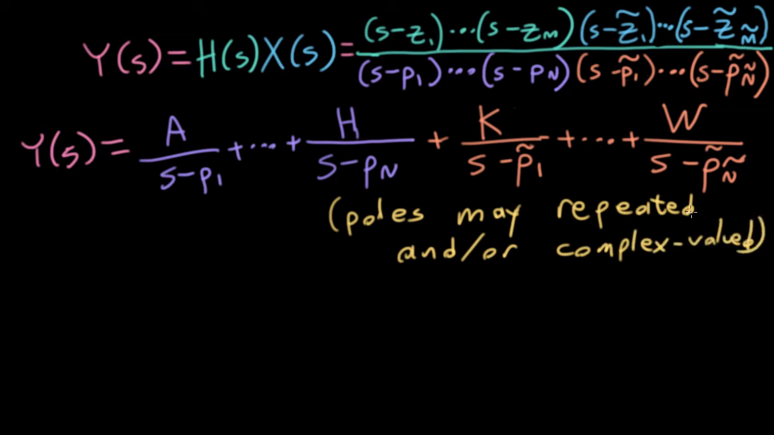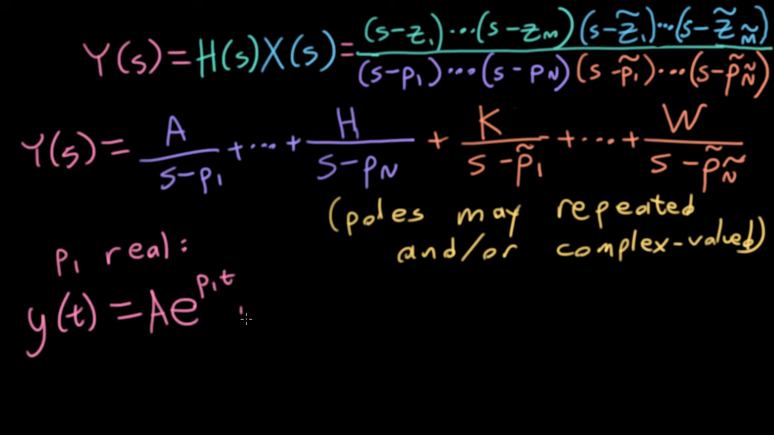and or complex. So that was a lot of word stuff. The main thing I want to think about is what the inverse transform is going to look like. If we had something like P1 being real, for example, we would have an A e to the P1t ut. This is just for example.